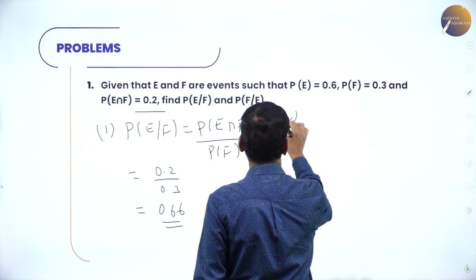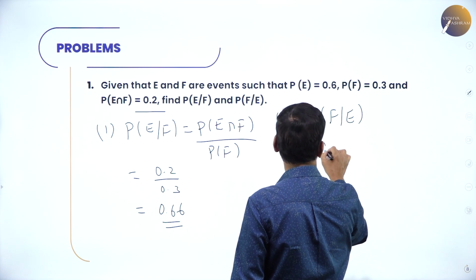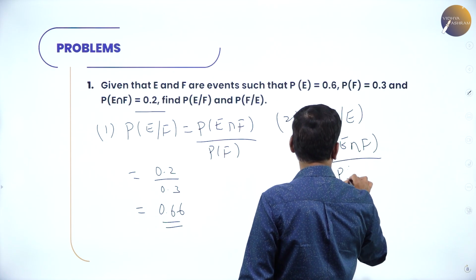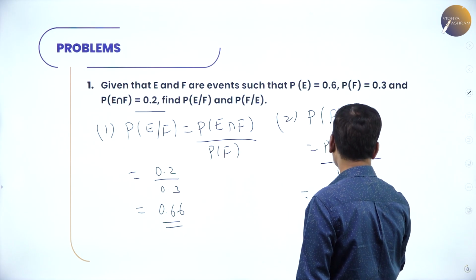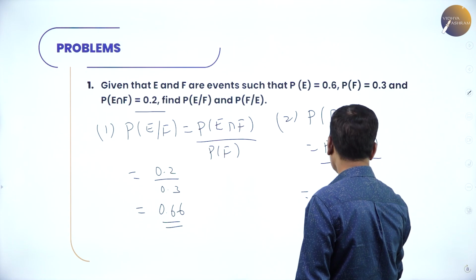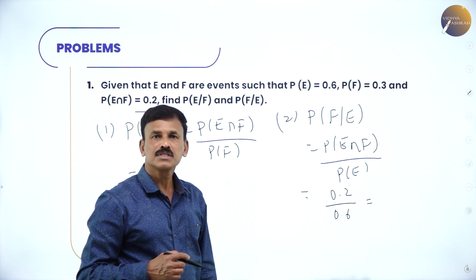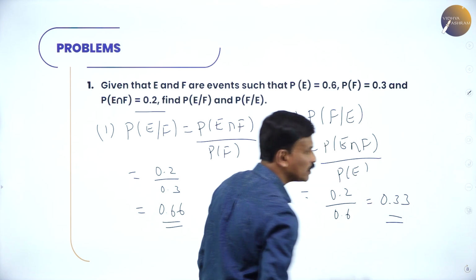Now the second one, probability of F by E is nothing but probability of E intersection F divided by probability of E. What is the probability of E intersection F? 0.2, divided by probability of E. What is E? 0.6. So 0.2 by 0.6, divide it, so 0.33. That's it. These are the required answers.